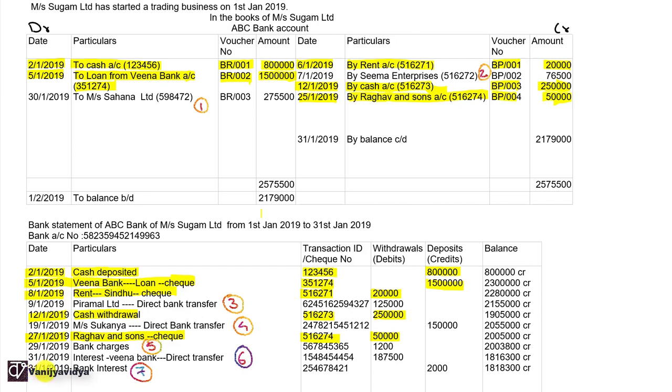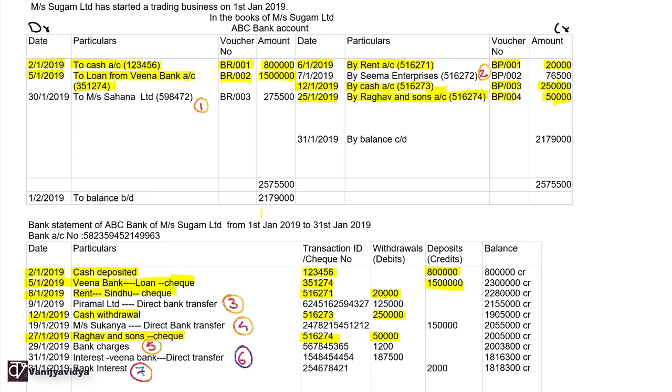Now next transaction. 7. 31st Jan 2019 bank interest. We have transaction ID 2000. So since this is on the credit side of bank, we have received this interest from the bank. So bank has credited 2000 in a statement. Now this is not recorded in our books of accounts.